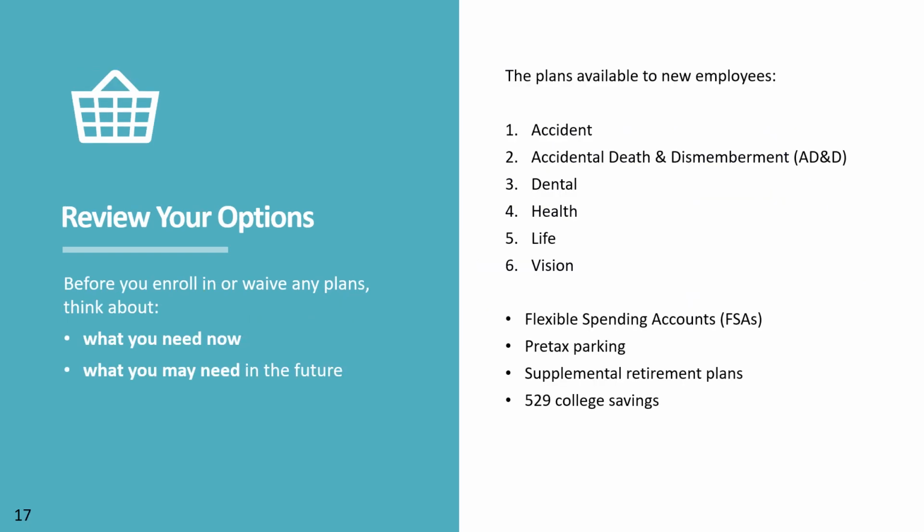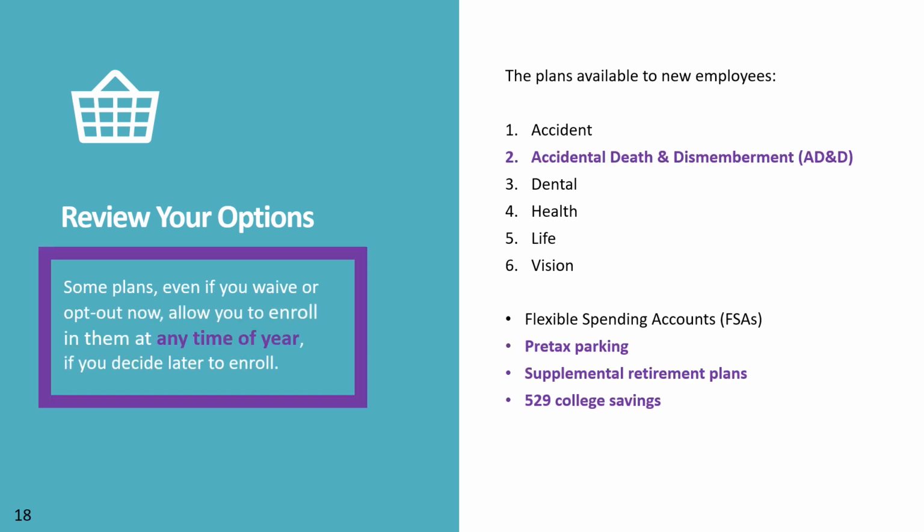As you consider what plans you want to elect versus waive, you'll want to, of course, consider what you might need for coverage right now and for the rest of this year, as well as the coverage that you might want next year or the year in the future. Some of our plans allow you to enroll in the future at any time of year, even if you waive now as a new employee. The accidental death and dismemberment policy, as well as our pre-tax parking, supplemental retirement, and college savings plans offer this option.